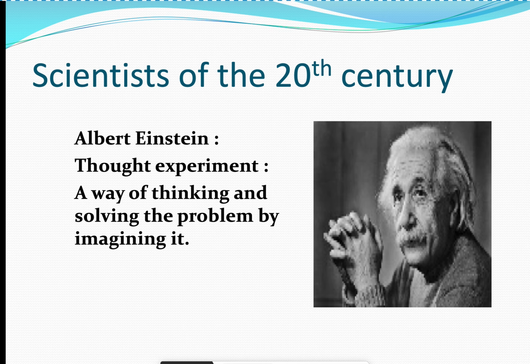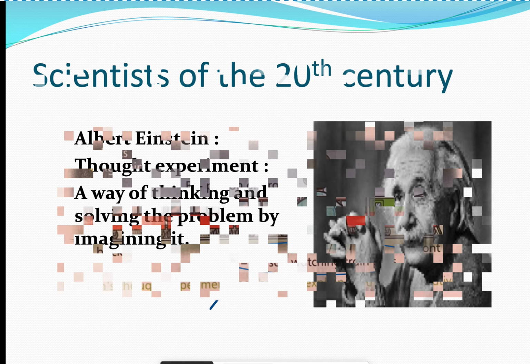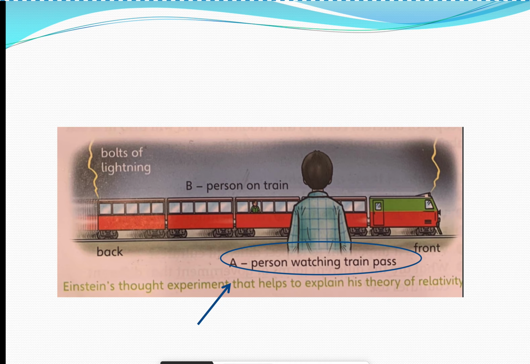So let us start discussing about the great scientist Albert Einstein. The 20th century was a time of many new inventions and discoveries. On page number 128, you have a picture, and this picture is Einstein's thought experiment that helps to explain his theory of relativity.